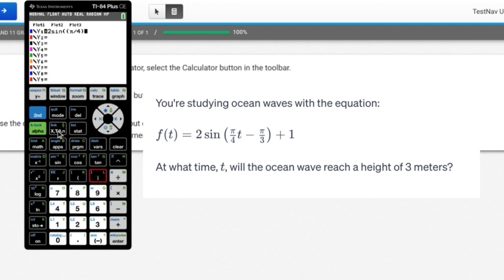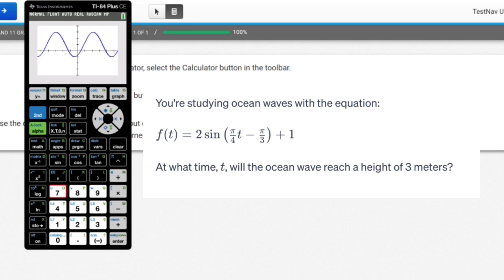Instead of t, we're going to use x minus another fraction, so another parentheses, pi divided by 3, close it, again, plus 1. Now, let's get a picture of this. I know we're not done, but let me zoom trig by hitting zoom 7, and that gets me my sine wave right there.